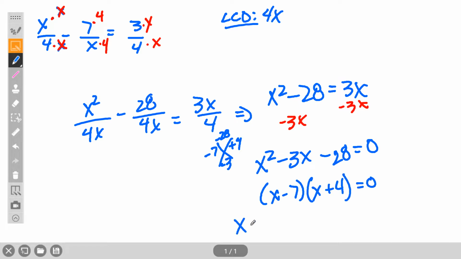So I have two solutions. I have x equals 7. I have x equals negative 4. And it would appear that both these solutions work. Okay, as long as your denominator is not equal to 0, then the solution works. So it would appear that both of these are valid solutions to our equation.